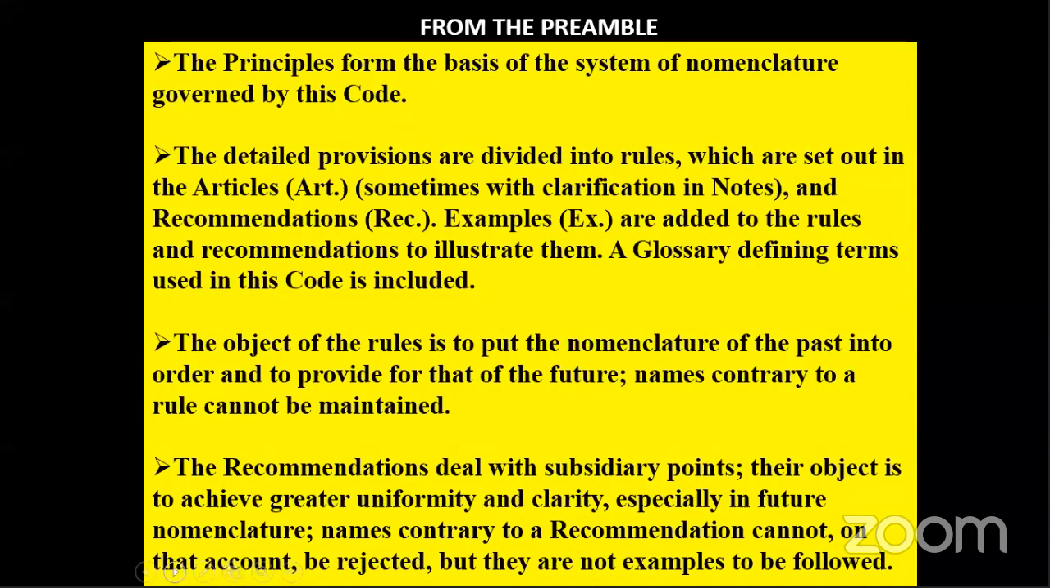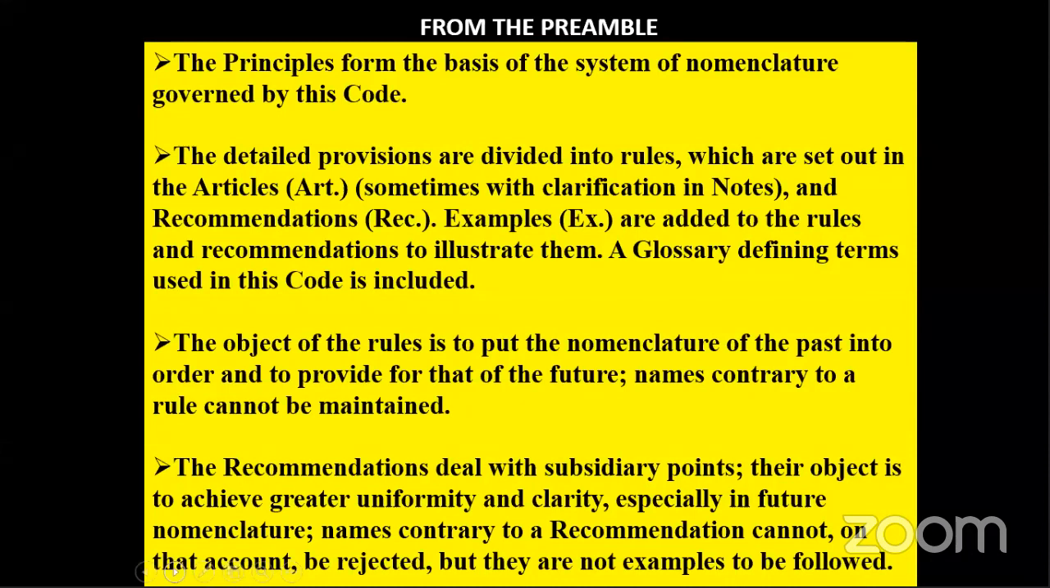It has six objectives. This code, particularly the Shenzhen Code, has 14 points in the preamble. Preamble means an introduction. It introduces the code with the 14 points very clearly, and how to read the code and how to follow the code, everything is given in the preamble. The principles form the basis of the system of nomenclature governed by this code. The detailed provisions are divided into rules, articles, and recommendations.